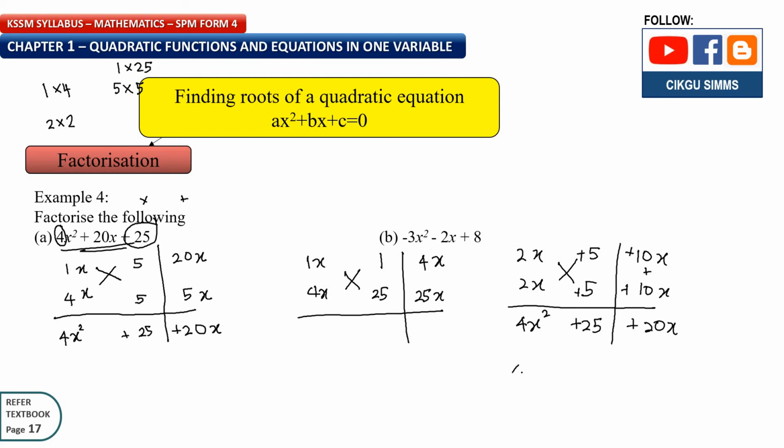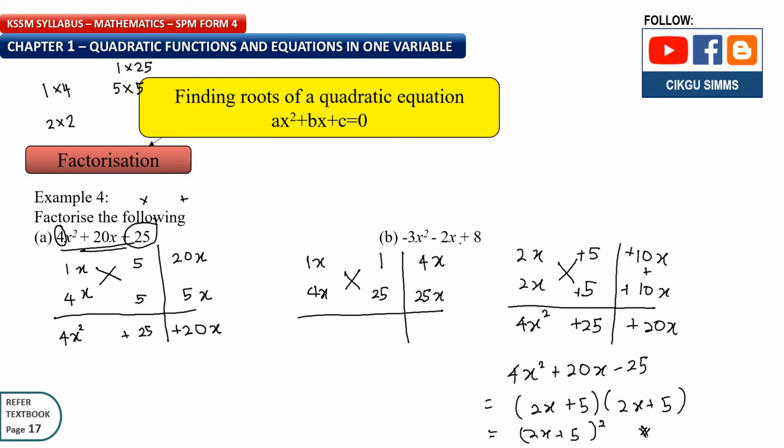So we can rewrite the question: 4x squared plus 20x plus 25, and then into two brackets. First bracket we put 2x plus 5, another bracket also 2x plus 5. Since they are both the same, I can group them, 2x plus 5, and then put a square here. Okay, and then this is the factorization.